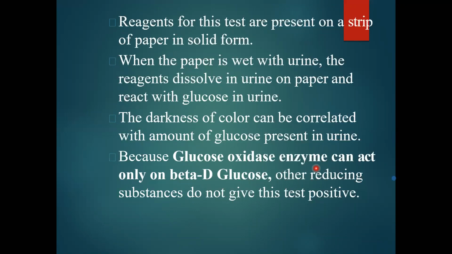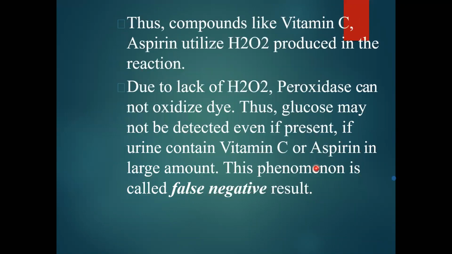Glucose oxidase enzyme acts only on beta D glucose. Other reducing substances do not give this test positive. Compounds like vitamin C and aspirin utilize the H2O2 produced in the reaction. Due to the lack of H2O2, peroxidase cannot oxidize the dye, giving a false negative test. Thus, glucose may not be detected even if present, if the urine contains vitamin C.